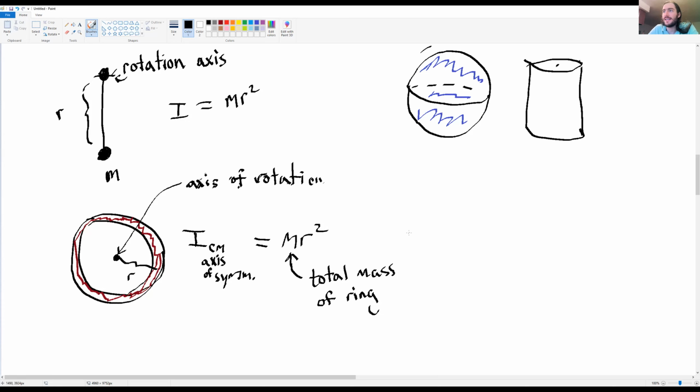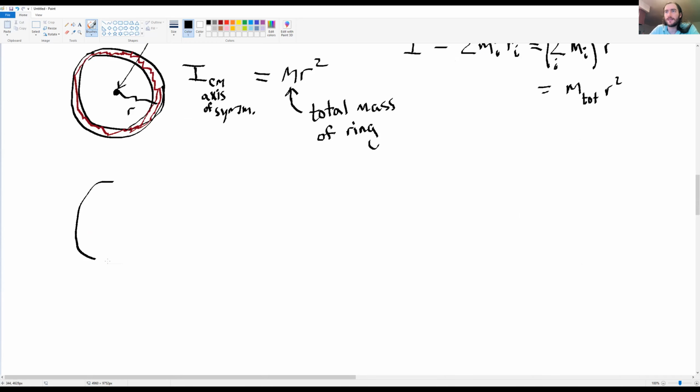This formula is actually easy to derive. It boils down to I equals the sum of m sub i times r sub i squared, but all of the r sub i's are the same, and so the summation simply becomes the total mass times r squared. So that formula we can derive pretty simply, right? Now things start to get complicated.